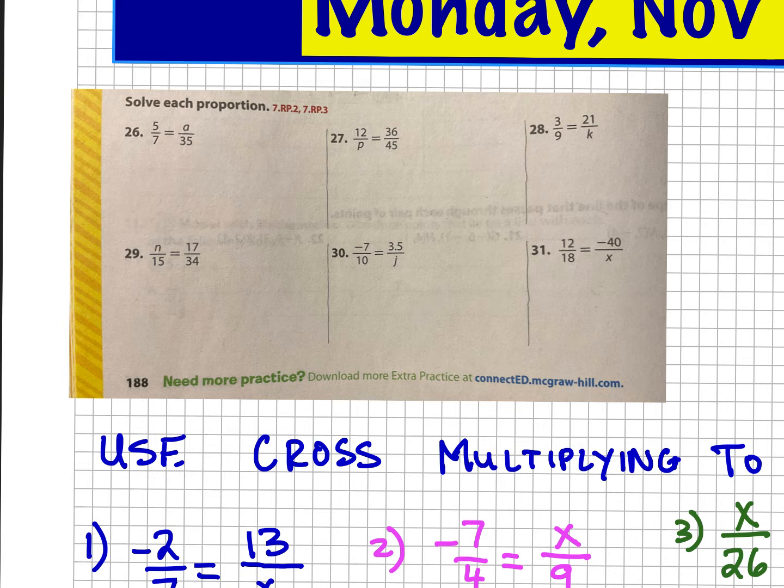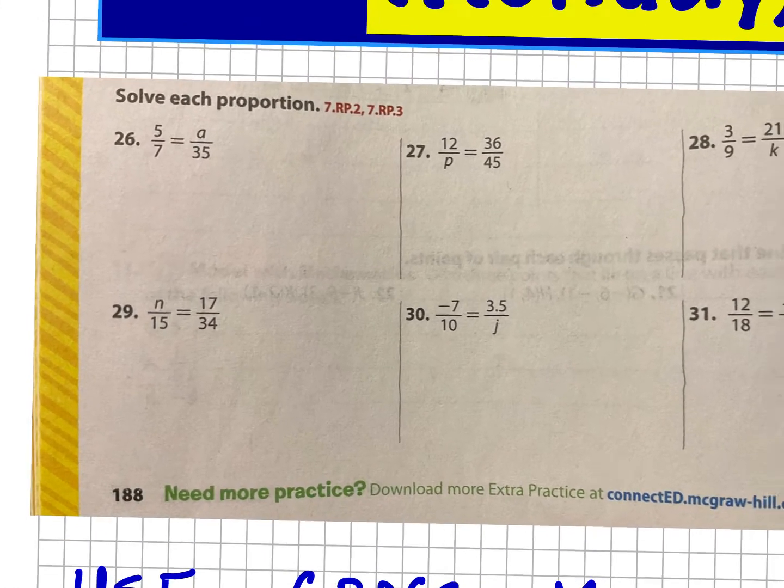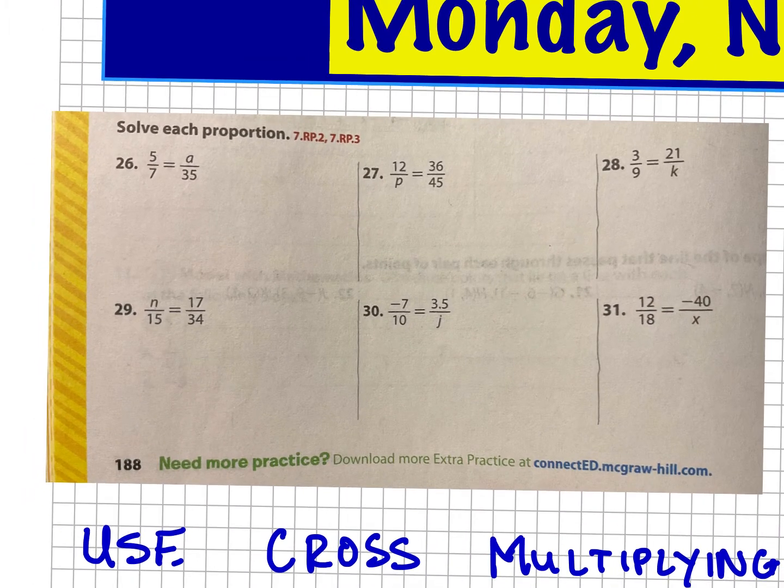All right, so these fractions are the same, or these proportions are the same. You can use any techniques for the first three to get the missing letter, to get the variable. So for 26, if 5/7 equals a over 35, then I have to turn sevenths into 35ths, and you guys know how to do that.